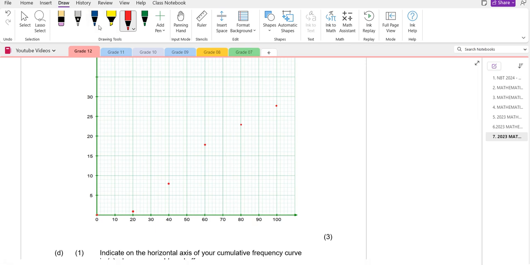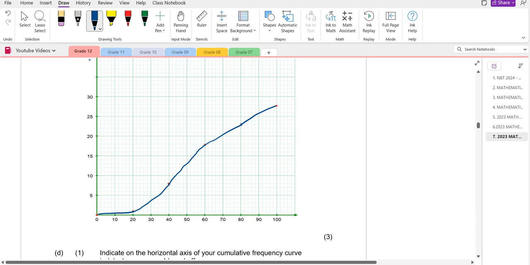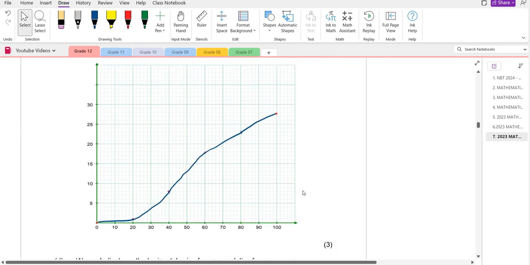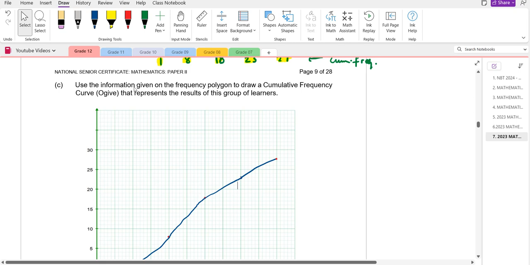Now let's draw our graph. Right, so this one is like so close, and then going up to 30, and then going up to that point, and then drawing from there to there, and the last point from there to 27, 100 and 27. Okay, so that was my last point, and now, use the information given on the frequency polygon to draw the cumulative frequency curve.